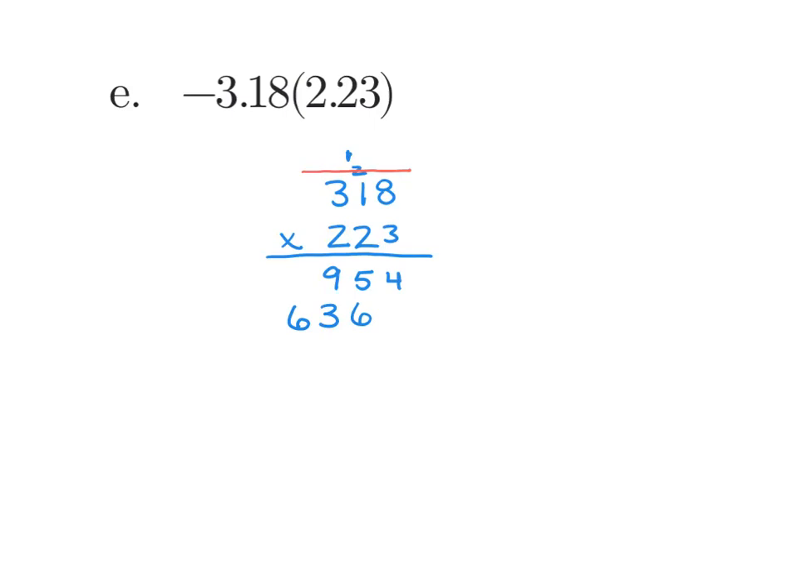Okay. Last digit. We're going to have the same thing. 2 times 8 is 16. We carry the 1. 2 times 1 is 2, plus 1 is 3. And 2 times 3 is 6.